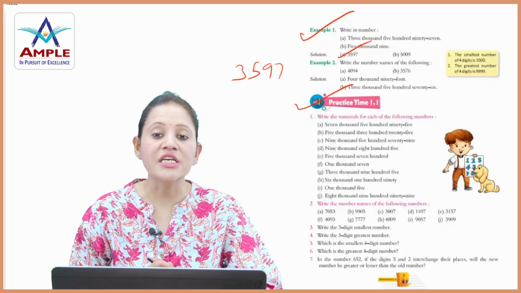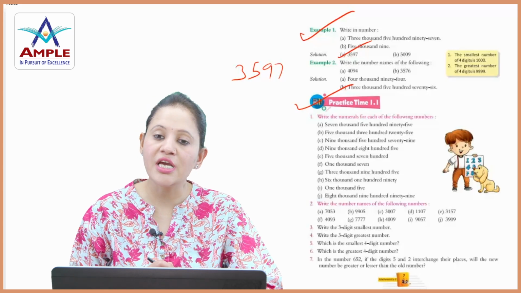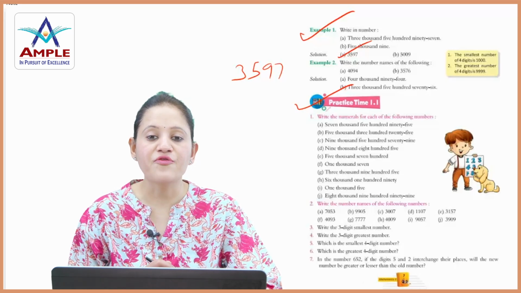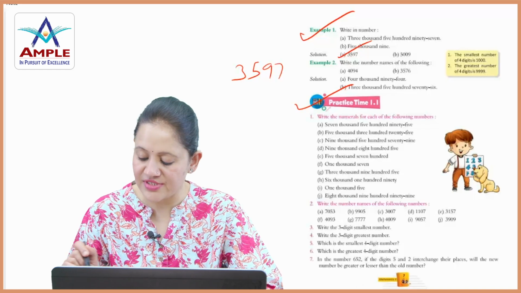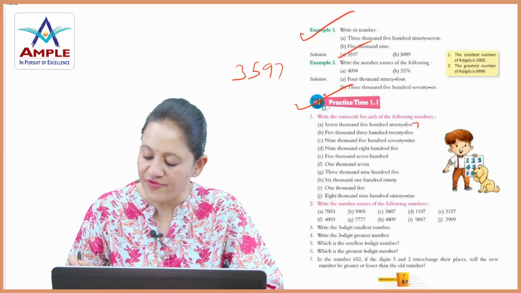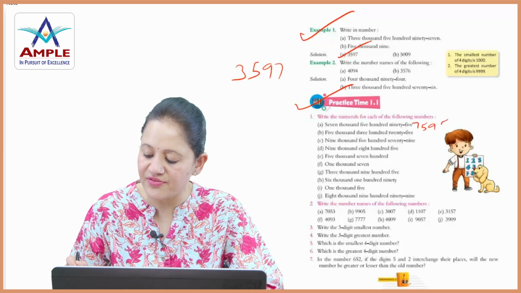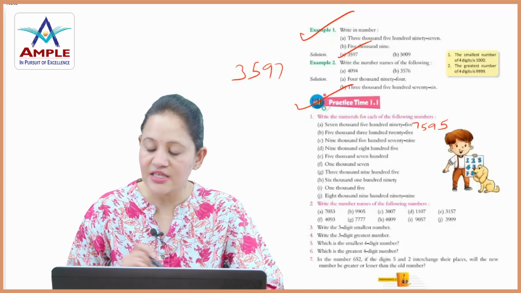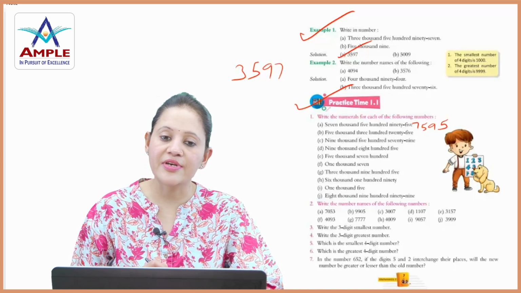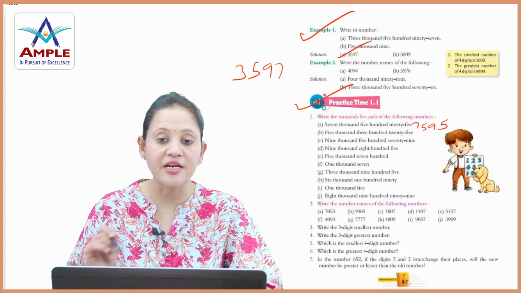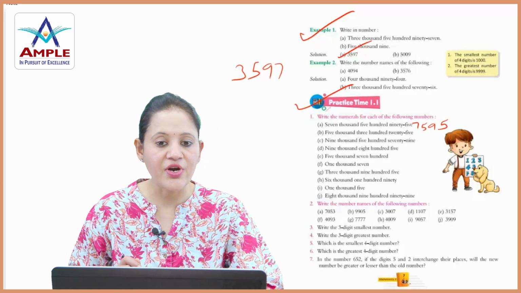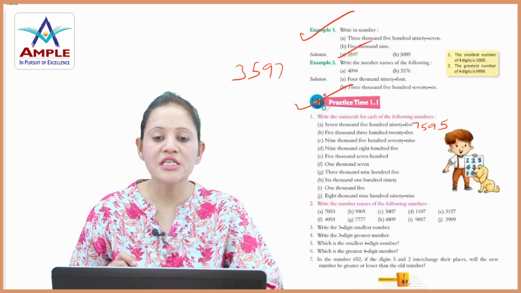Next, practice time 1.1. Write the numerals for each of the following numbers. So we have to write the numeral. The number name is given, and the numeral is 7595. Clear? So that will be the numeral for the given number name. Like this, you will write the numerals for the given number names. Clear?